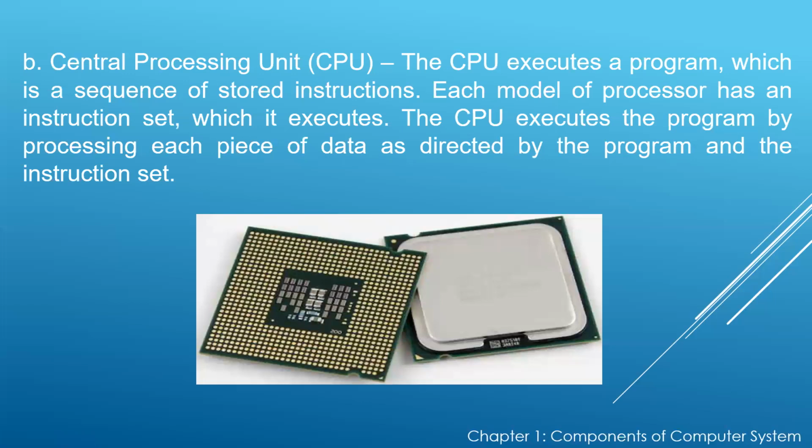Then we have the central processing unit or the CPU. So the CPU or the processor will execute the program, which is a sequence of stored instructions. So millions of instructions have been processed by a processor. So each model of processor has an instruction set to which it executes. So the CPU executes the program by processing each piece of data as directed by the program and the instruction set. So in short, central processing unit is very important.